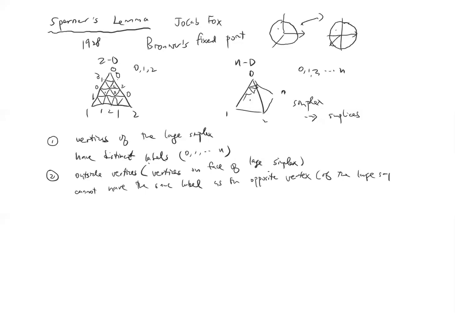I hope this makes it clear. This is not really the n-D case; for n-D, the face here should have dimension n-1 and have n vertices. But let's say this is really a 3D case. For the 3D case, the vertices of this large simplex also have distinct labels. For the outside vertices, for example, for this face 0, 1, 2, the vertices that fall on this face cannot have the label of the opposite vertex of the large simplex. So this vertex can only have label 0, 1, 2, but cannot have label 3. I hope the setup is clear.